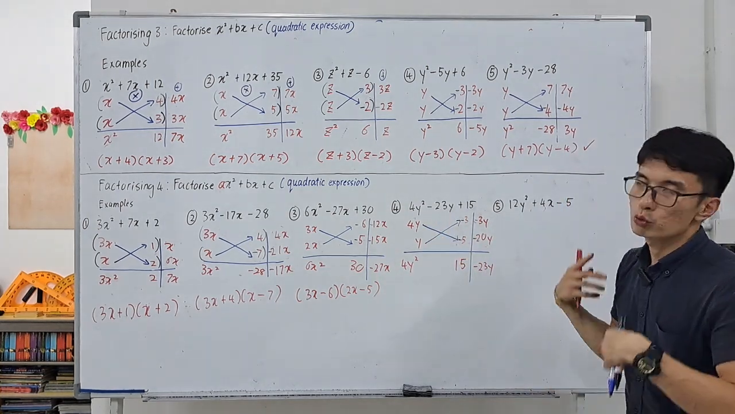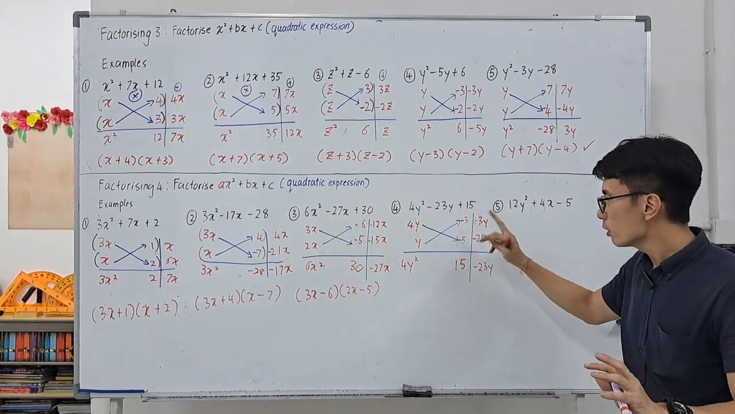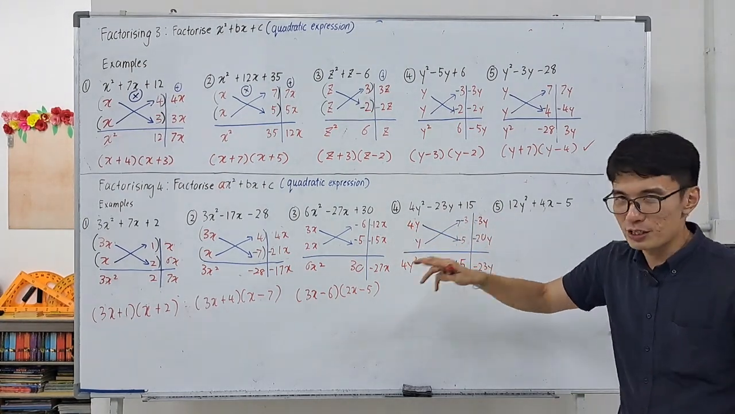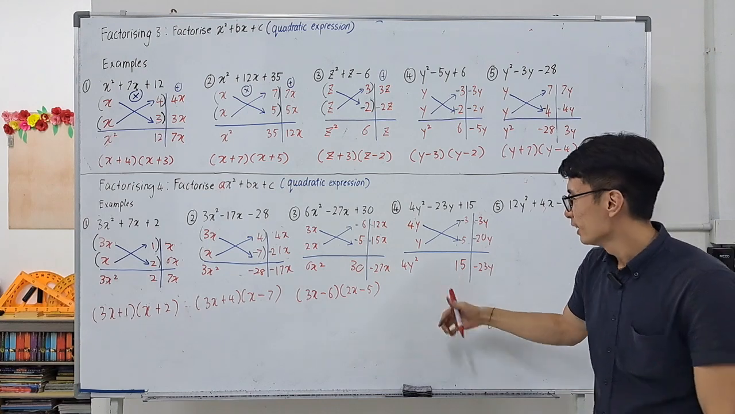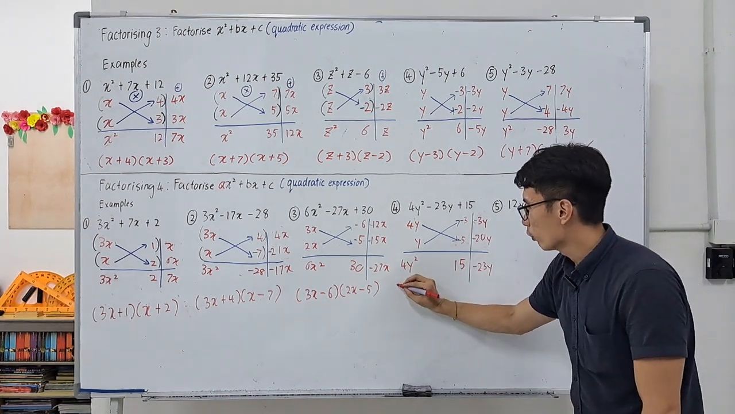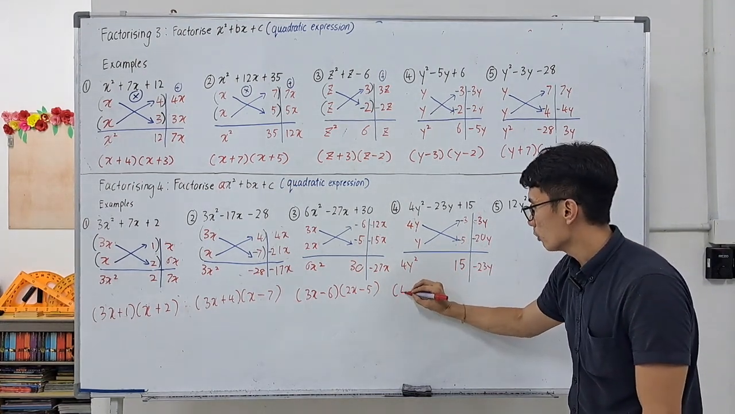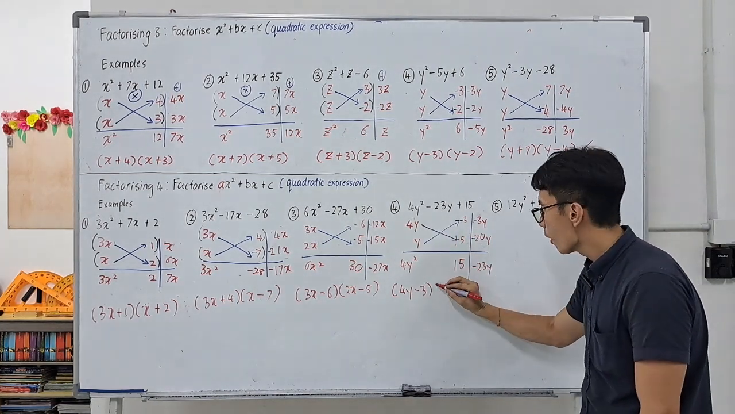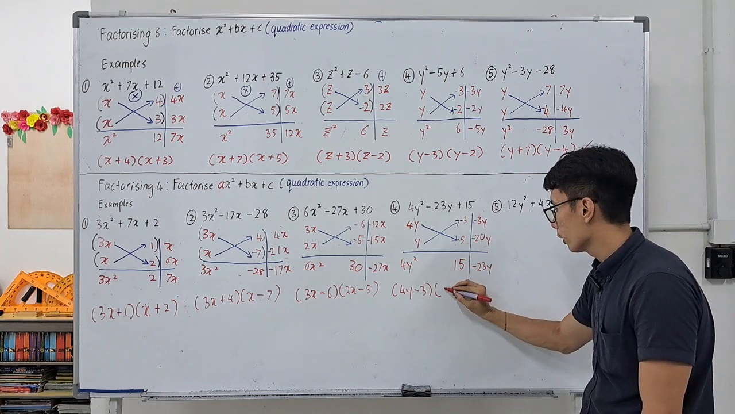Just do some trial and error. If not, flip it. If nothing's happened and it's still the same answer, maybe the other guy is the culprit, then you just change another pair and try it out. Okay, so right now I can write my final answer, which is going to be 4y minus 3. Remember to write your answer horizontally. And then the next one, y minus 5.